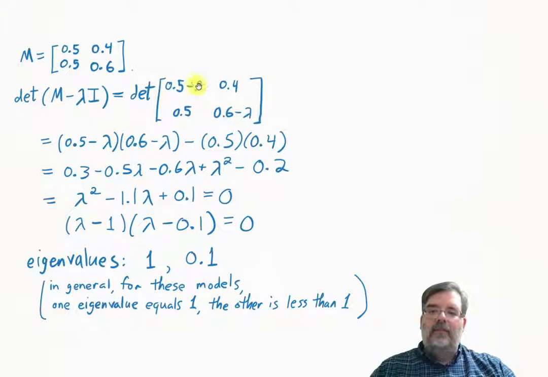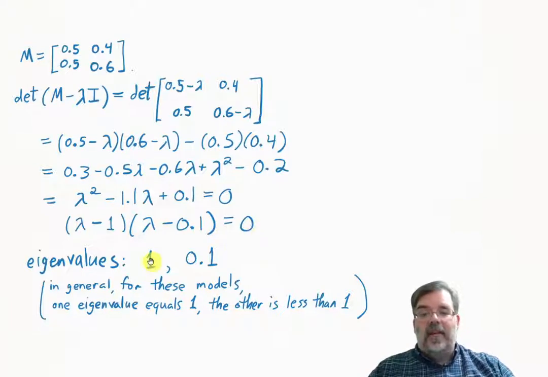Right, subtract lambda from the diagonal entries, calculate the determinant, expand, group like terms, and factor. And once again, this factors, in this case, into lambda minus 1 and lambda minus 0.1. Right? In this case, that means the eigenvalues are 1 and 0.1. And in general, we'll always get 1 as one of our eigenvalues when we do migration models, and the other eigenvalue must be less than 1.